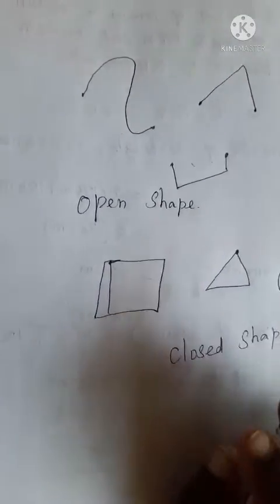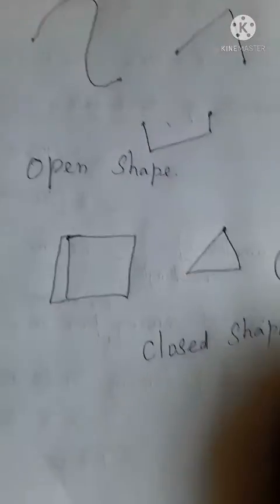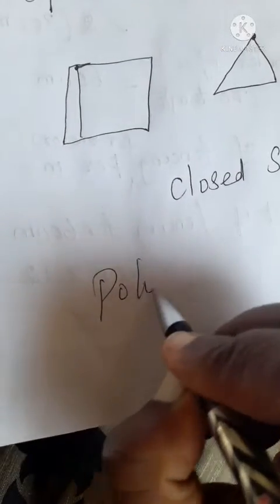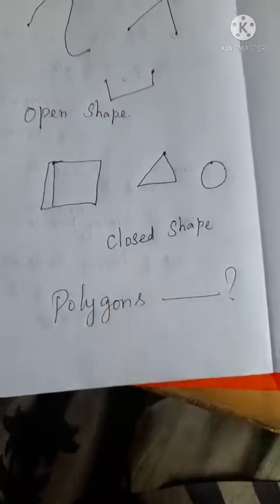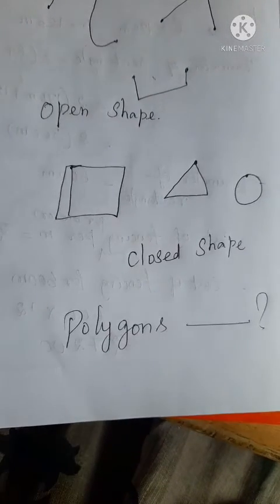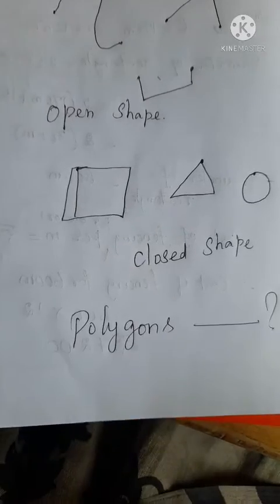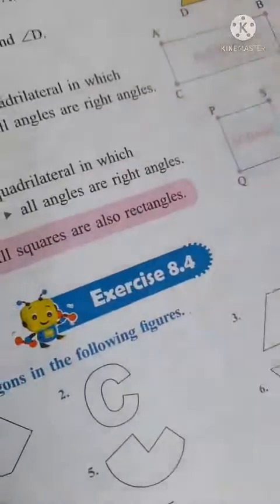Okay. So now next we are going to see about polygons. What is meant by polygons? See, very simple, children. Simple closed shapes made up of only line segments are called polygons. See, simple line segments. I am showing you pictures now. See here, these are all simple closed shapes.